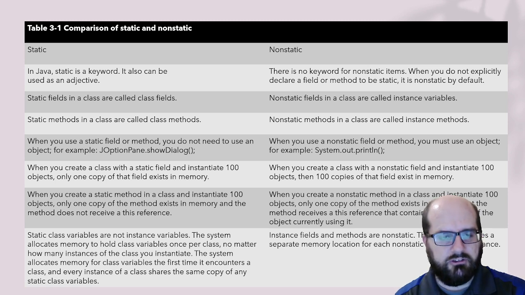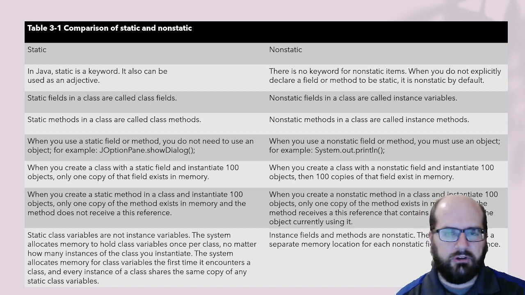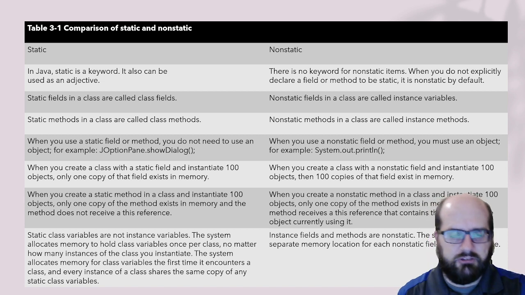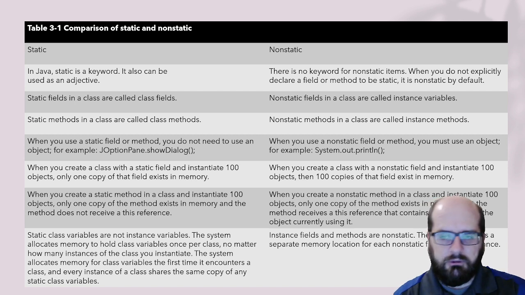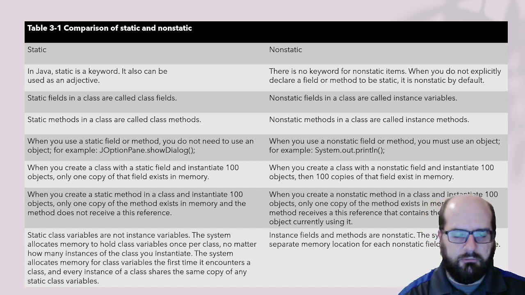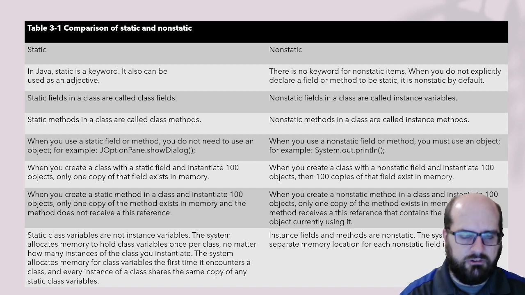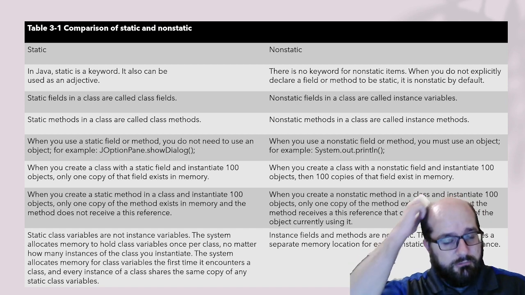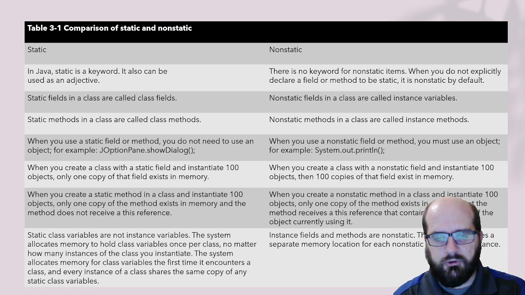For example, System.out.print. Out is the object that holds that println method. When you create a class with a non-static field and instantiate 100 objects, then 100 copies of that field exist in memory because every object has a different value for that field. Same thing with methods. When a method is non-static, every object will have its own method created because it may be in a different state than another object. Either way, that method is created for every one of the objects. Instance fields and methods are non-static. The system allocates a separate memory location for each non-static field in each instance.